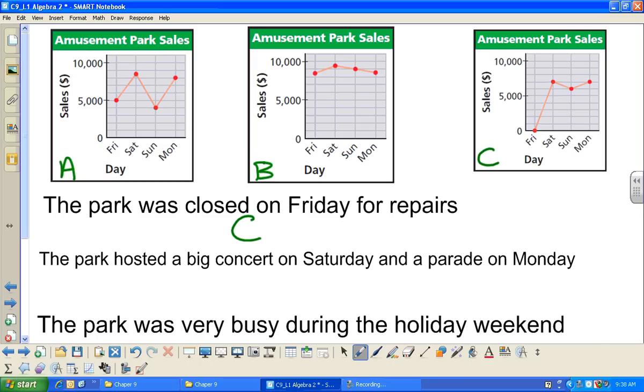Second question, the park hosted a big concert on Saturday and a parade on Monday. To me, that says that the park made a lot of money on Saturday and Monday. With the 2 remaining graphs that I have, both Saturday and Monday are high, so I'm not sure which one it is yet. But if I read the next statement, the park was very busy during the holiday weekend. That means that the park made a large amount of money all 4 days. So that only possible answer there would be B. So that leaves A as the graph for the concert and parade.